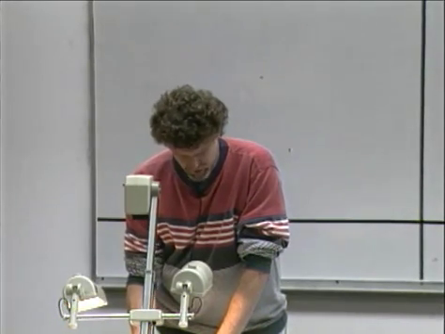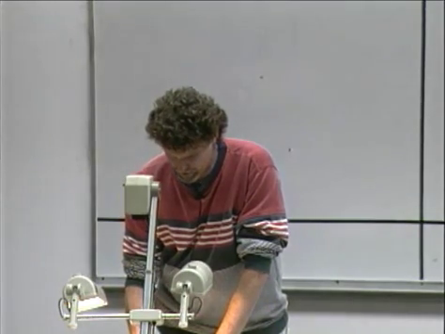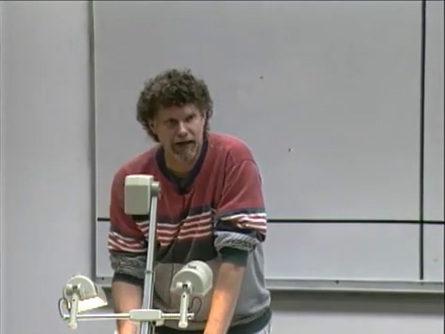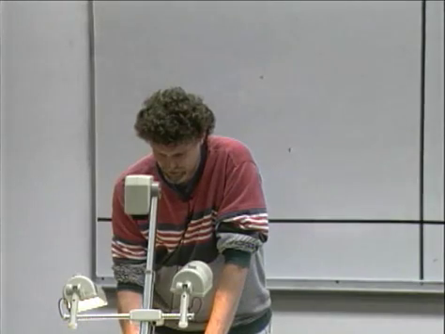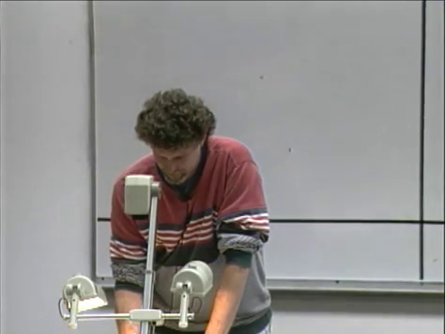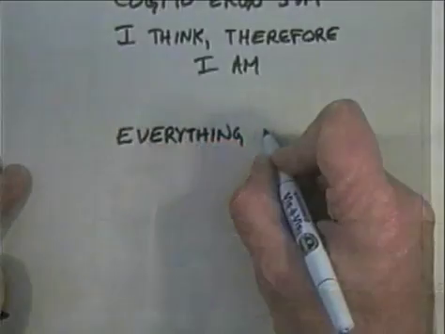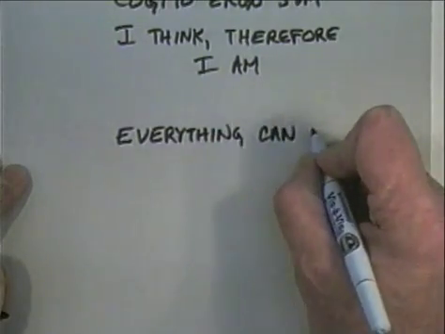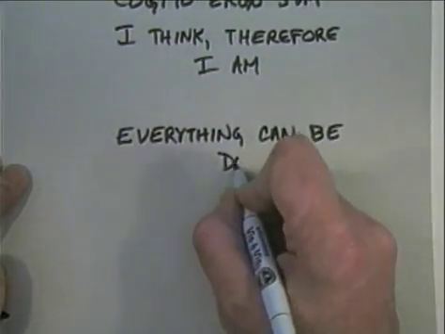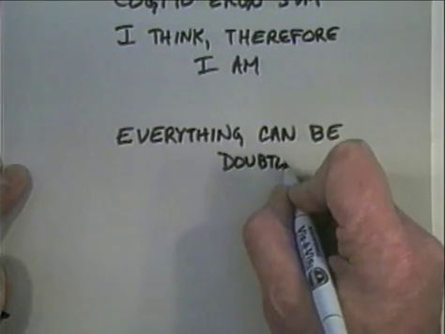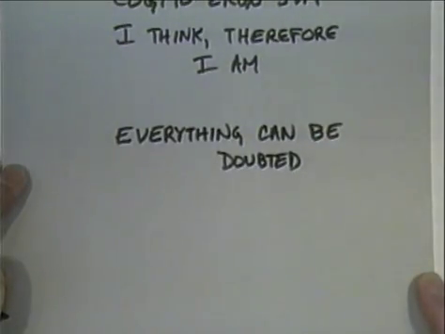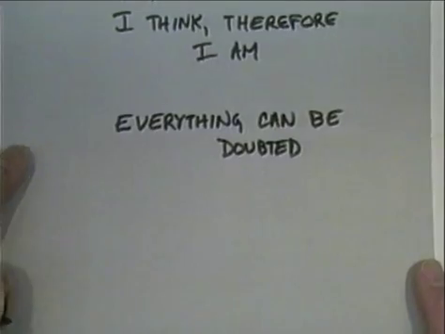So let's see. We'll start with this step. Let's imagine he's going to try out this. His strategy is to try out the hypothesis that everything can be doubted. In that case, there would be no reliable foundation for science. So he starts off with that proposition.